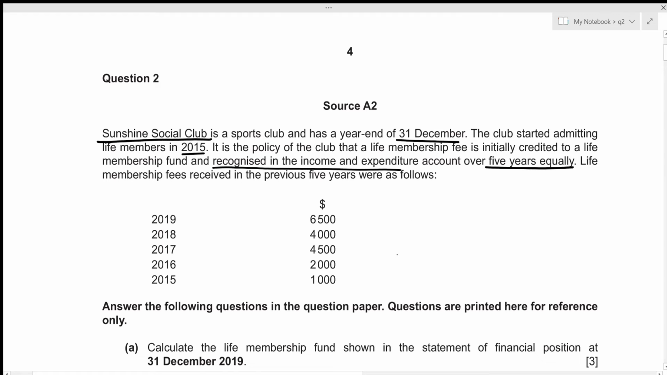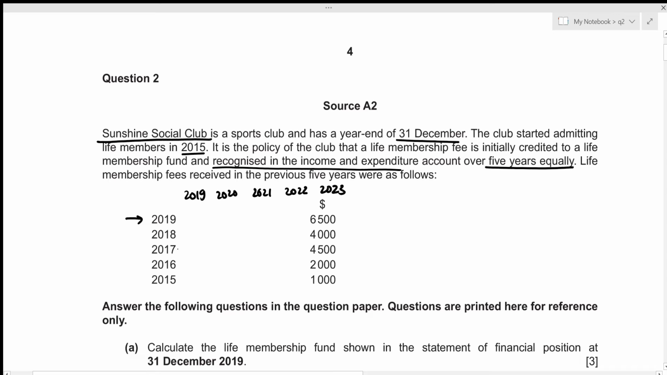So for the first part of this question, we need to calculate the life membership fund shown in the statement of financial position at 31st December 2019. What we know is that initially the fee is credited to a life membership fund, but it is being recognized in the income and expenditure account over 5 years equally. So the life membership fee received in 2019 will be recognized in our income and expenditure account for 2019, 2020, 2021, 2022, 2023 equally.